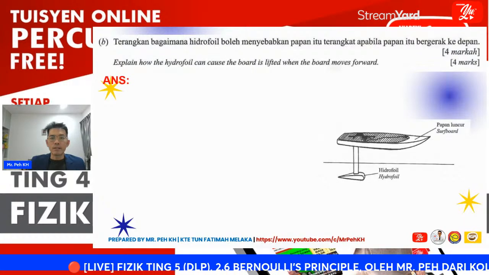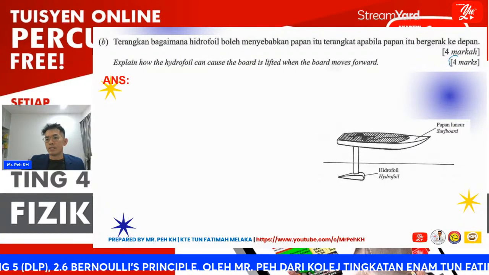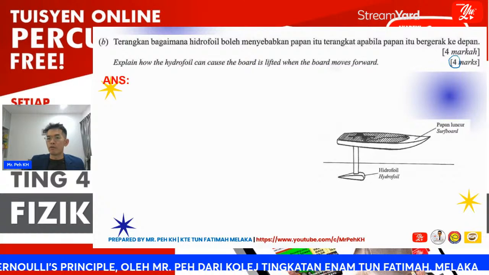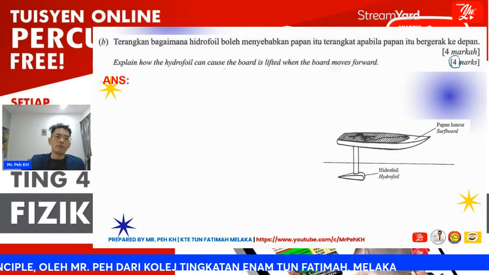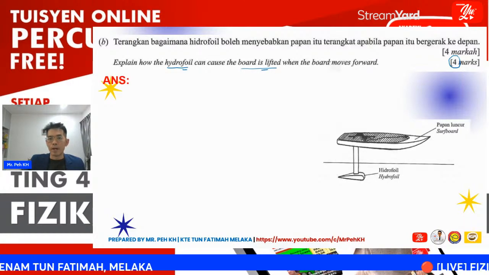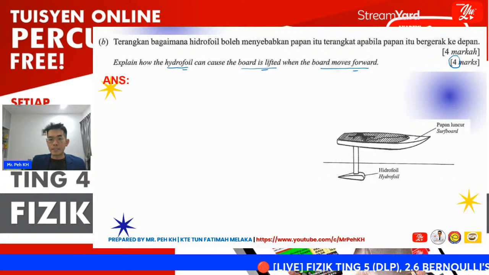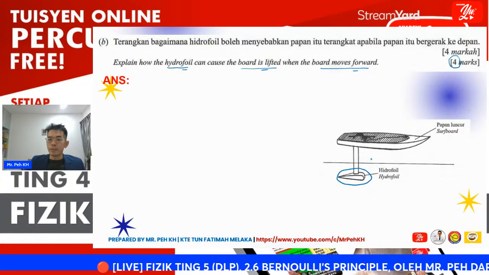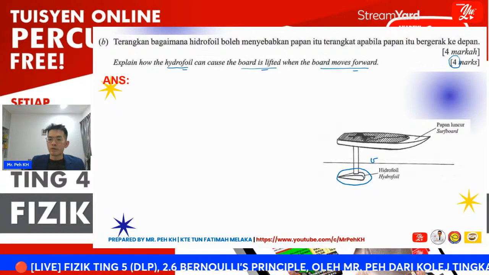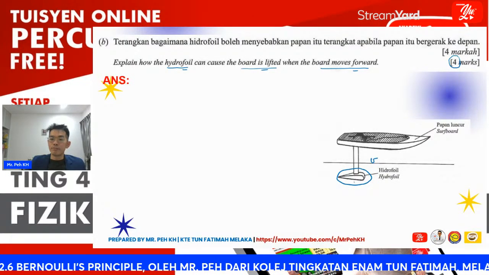Okay, so the second part here will be the theory, 4 marks. Normally after the definition, they will have the 4 marks theory. So here you have to explain how the aerofoil can cause the board to lift when the board is moved forward. Firstly, we know already, right? We need to discuss the speed at the upper parts of the aerofoil and the bottom parts of the aerofoil.